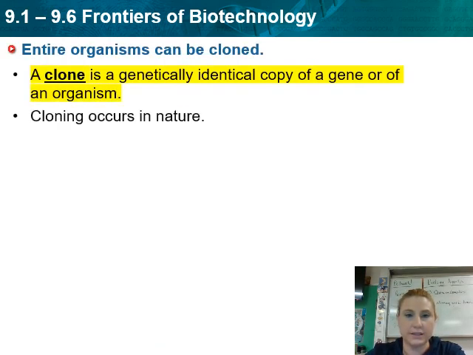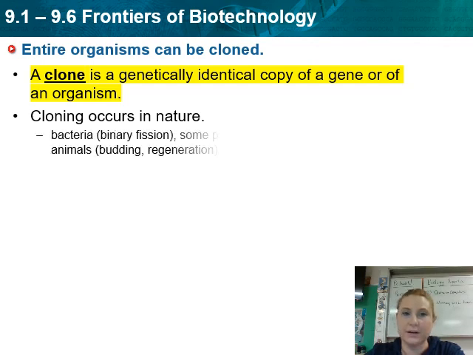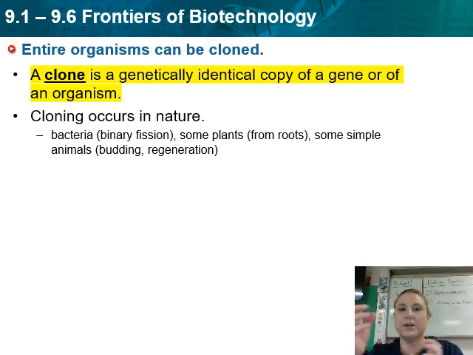Another thing that scientists can do is clone individual organisms. A clone is a genetically identical copy of a gene or of an organism. Cloning does occur in nature. We did talk about asexual reproduction, like budding or binary fission, where one bacterium splits into two and so on. That is cloning. They're getting exact copies of the DNA.